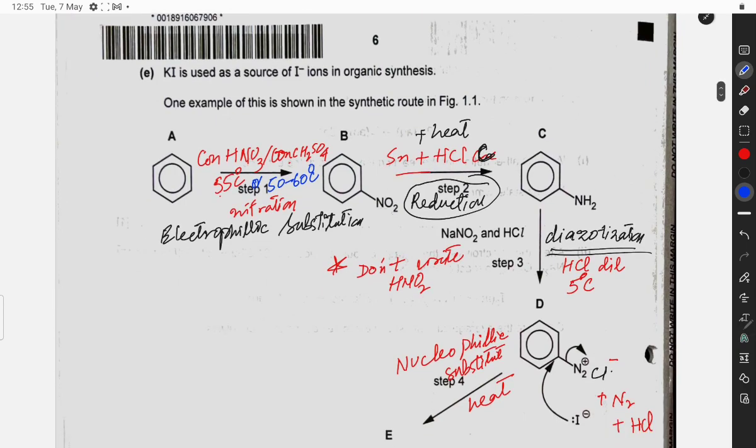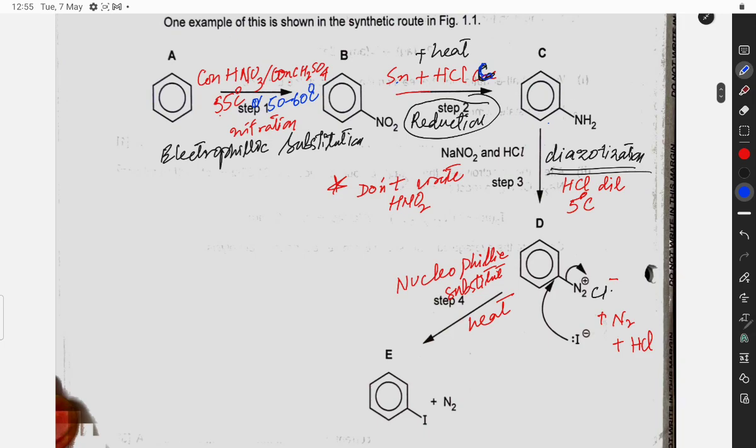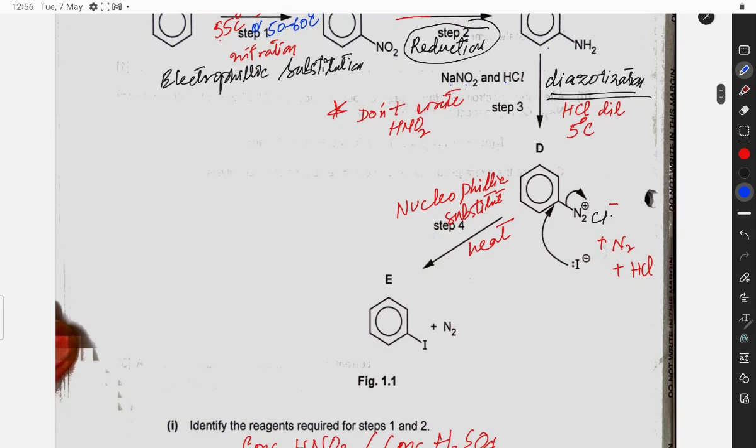So now next, nitrobenzene changes into phenylamine, and because this is a reduction reaction, hydrogen is gained by this compound, and these are the reagents, tin plus concentrated HCl and heat under reflux. So this is a reduction reaction, and phenylamine changes into diazonium chloride. The reagents are NaNO2 and HCl, and this reaction is diazotization, and dilute HCl is used at 5 degrees centigrade. So this compound is formed, diazonium chloride.